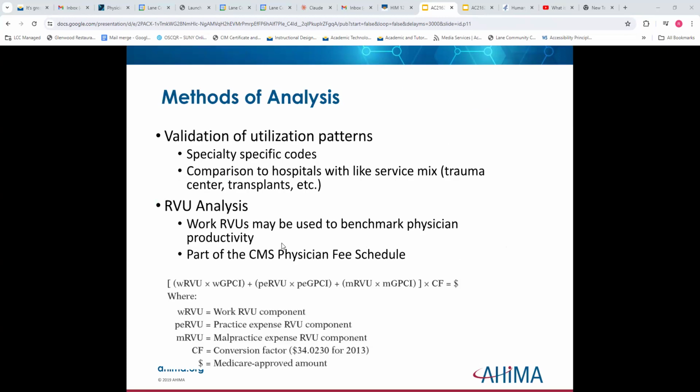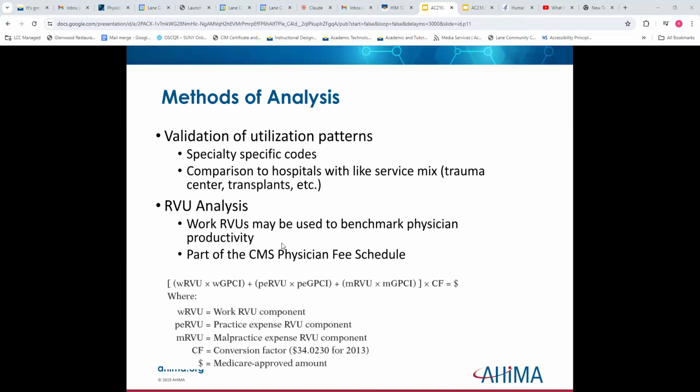So again, how do we do this? Well, we want to validate these utilization patterns. We want to look at the specific codes. And we want to compare it to a hospital with a similar service mix. So in other words, we want to take a small community hospital and compare it to a large academic medical center. The RVU analysis is kind of done similarly, right?